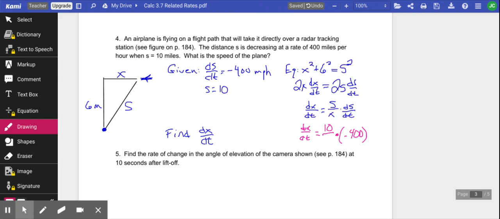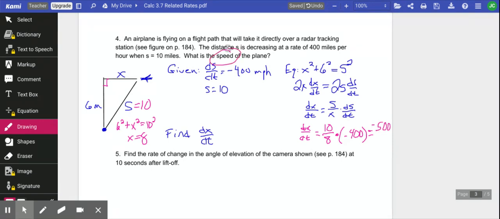So we're going to come back to this original drawing. Remember, s is 10. So we can just use Pythagorean theorem to find out what x is at this particular moment. So 6 squared plus x squared equals 10 squared. And when you finish solving that out, just solve Pythagorean theorem, that's going to be 8. So we're going to plug that in over here for x. And so that gives us, when we plug that into our calculator, negative 500.